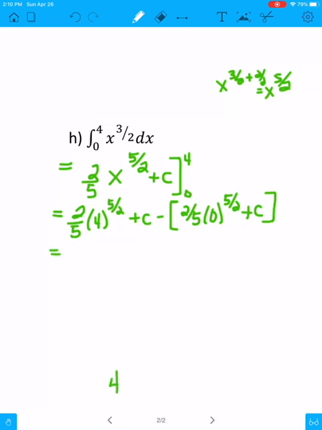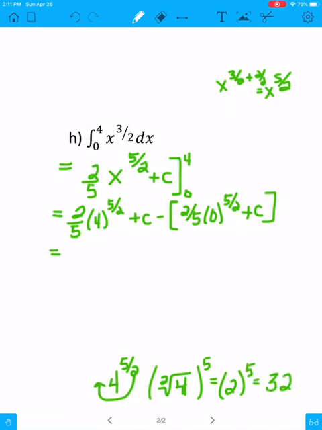So the 4 to the 5 halves, remember, all you can do is bring that number underneath and it becomes the index of your radical. So this is the same as saying the square root, which we didn't need that 2 for, because for a square root we don't have to show it. Square root of 4 to the 5th, right? Which is 2 to the 5th, which is actually 32. So we don't need our calculator for this, okay?